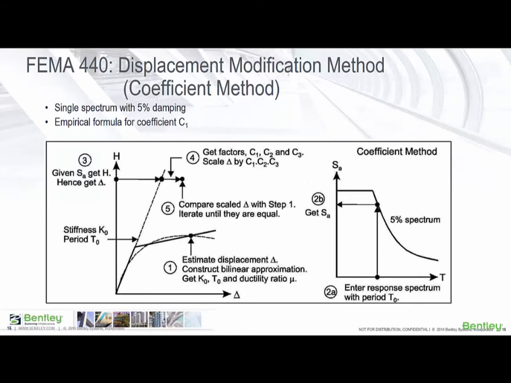The FEMA 440 method is called the displacement modification method, also called the coefficient method. In this method, the total maximum displacement is estimated by multiplying the elastic response by one or more coefficients. The coefficients are typically derived empirically from a series of nonlinear response history analyses. The 5-step procedure is similar to the equivalent linearization method. The main difference is that this method uses a single spectrum with 5% damping.